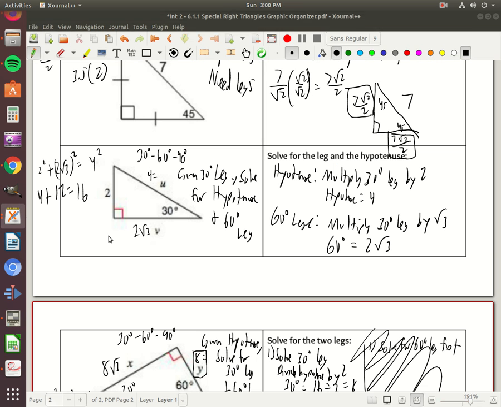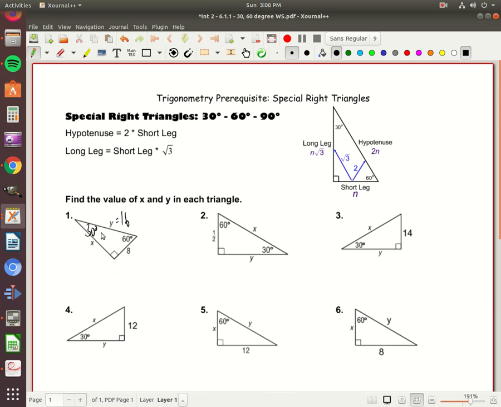In order to get the 60-degree leg, I'm going to multiply the 30-degree leg by the square root of 3. So I'm going to say 8 times the square root of 3. And again, if you do the math there, 8 times the square root of 3 squared plus 8 squared, you will get 16 squared. So not the worst thing in the world.